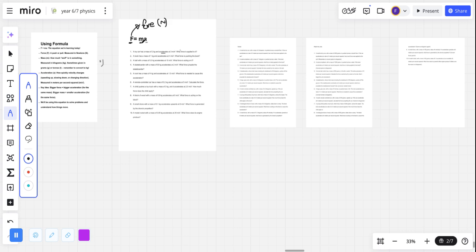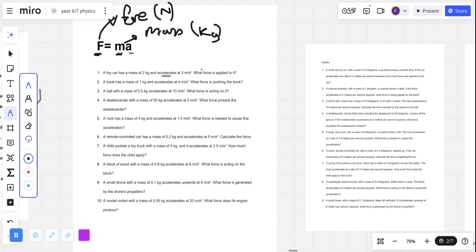Now, mass, that is M. M stands for mass. Mass is always in kilograms. Always, never grams. Always kilograms. And this is why we had an entire session on unit conversion.